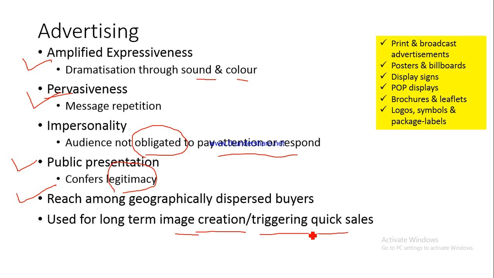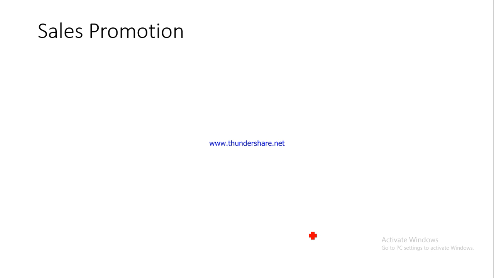Now let's talk about sales promotion, which is the second element. I hope you remember our earlier discussion wherein I talked about the two different elements within sales promotion. One is the trade promotion and the other one is the consumer promotion. Consumer promotion is directed at the end customer, and trade promotion is directed at the intermediaries. It could be the distributors, it could be the dealers, it could be the retailers.